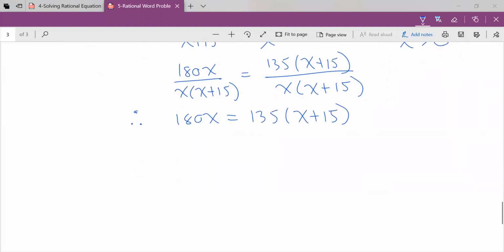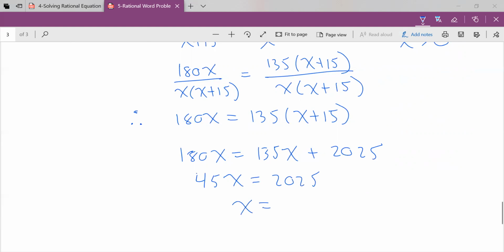Okay, what do we get? We get 180x is equal to 135x plus, oh geez, 135 times 15. I'm going to grab my calculator because it's way too early in the morning. I don't feel like doing that in my head. 2025. Okay, solve for x. So I'm going to subtract 135x from both sides. That gives 45x. And now I'm going to divide both sides by 45. And what do I get?